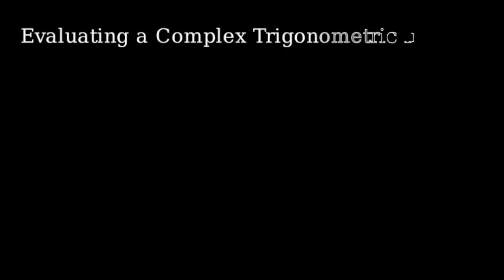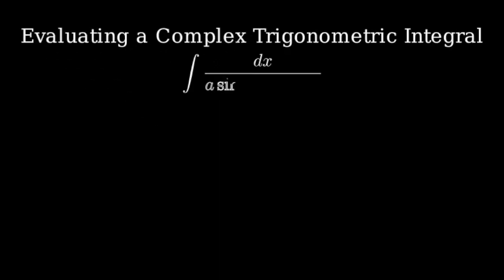Let's solve this challenging integral step by step. We need to evaluate the integral of dx over a sine x plus b cosine x. The key to solving this integral is to make a clever substitution.